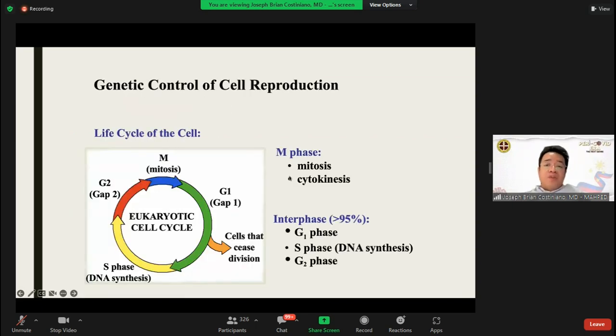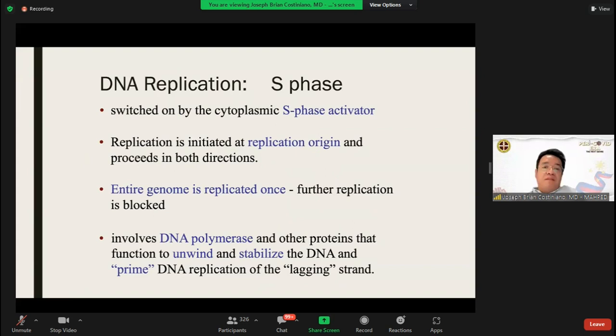Okay? So you have here the M phase, which is the active phase, no, of your cell reproduction, and then your interphase, wherein the resting phase ito. You have your G1 phase and then your S phase and your G2 phase. Okay? So your M phase, active cell reproduction, that includes your mitosis and your cytokinesis. And under your mitosis, you have your PMAT.